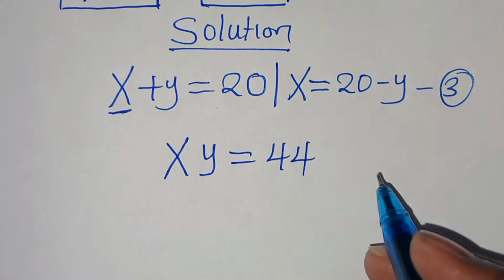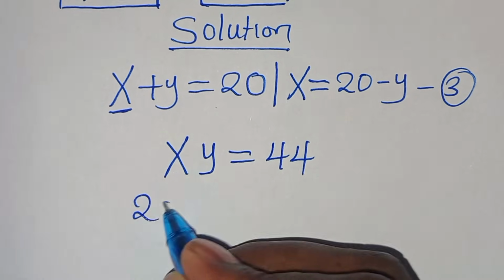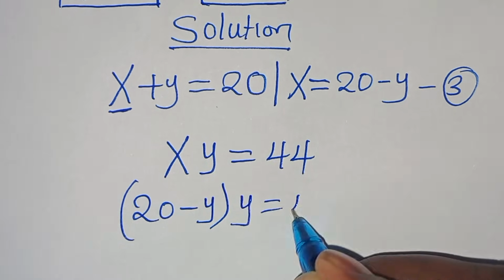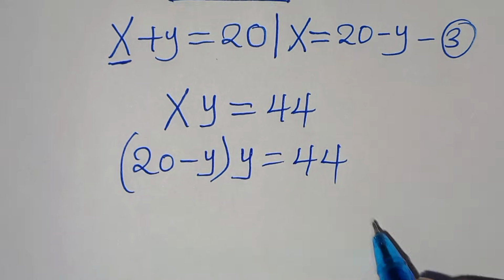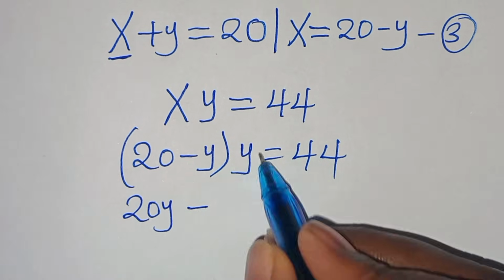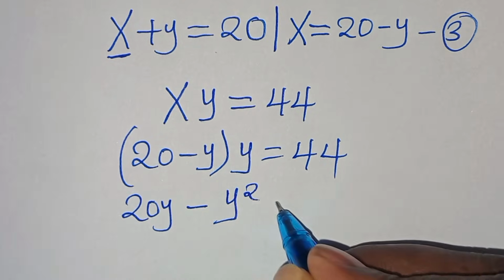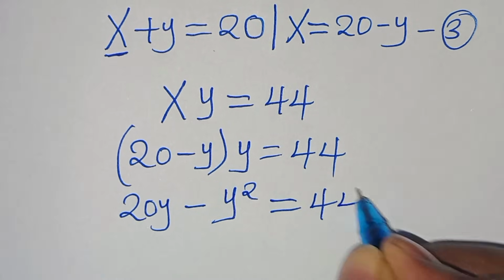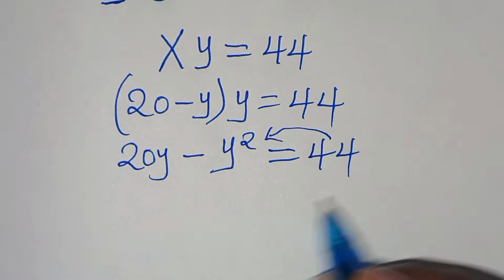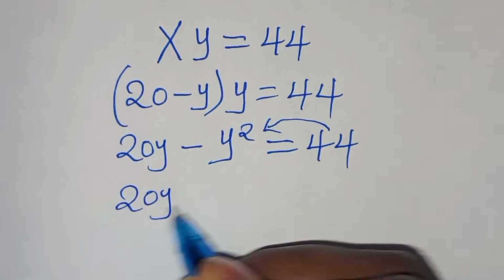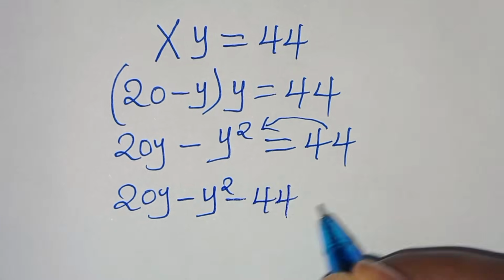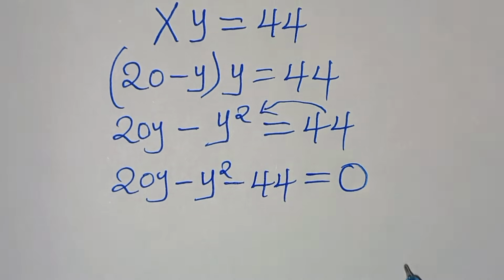Let's substitute x so that we have 20 minus y multiplied by y, equal to 44. So 20 times y is 20y, subtract y times y, which is y squared, equal to 44. Now let's take 44 to the left-hand side so that we have 20y minus y squared minus 44 equal to 0.